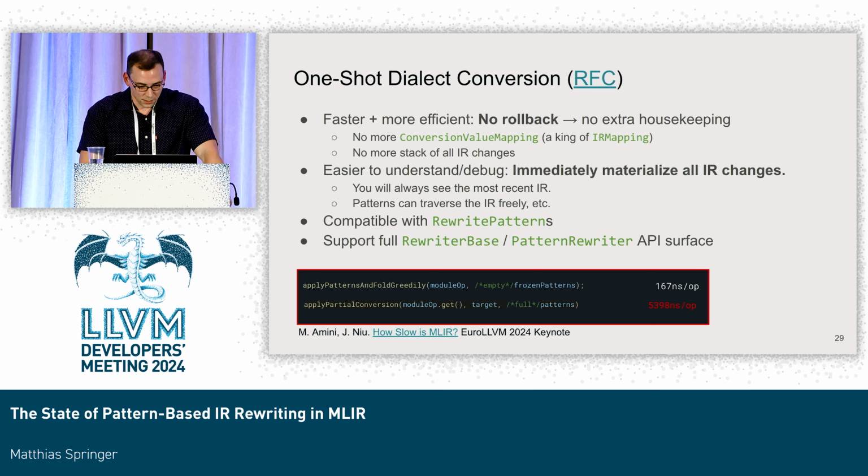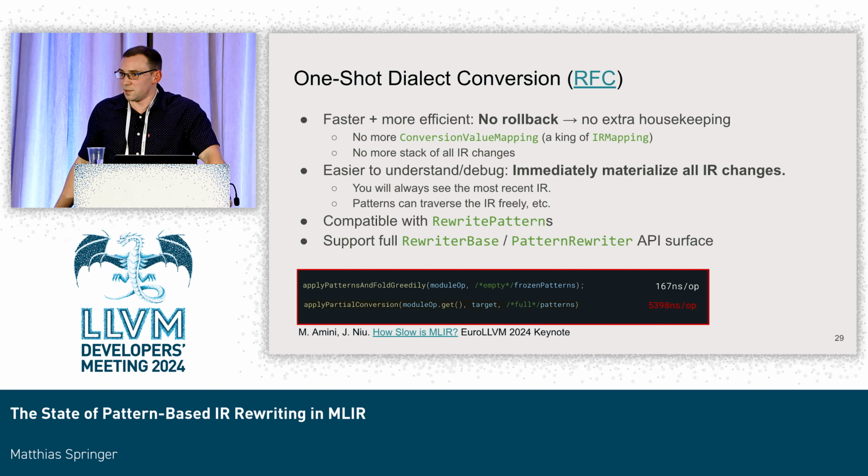And maybe you remember Mehdi and Jeff's keynotes during EuroLLVM. We saw that dialect conversion is actually quite expensive. I think a pattern application takes around 5,000 nanoseconds per op, while a greedy pattern rewrite only took 160 nanoseconds per op during this particular benchmark. So this takes quite a heavy toll on the compilation time.